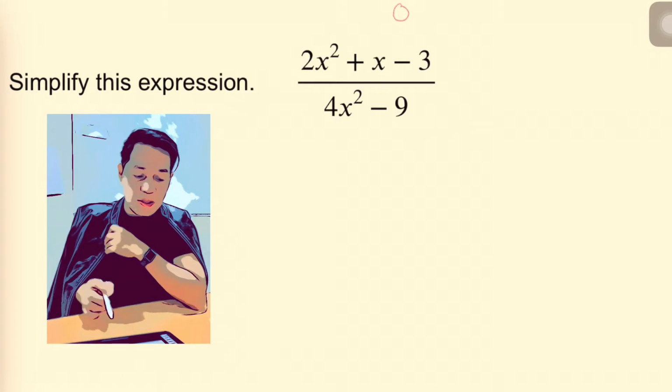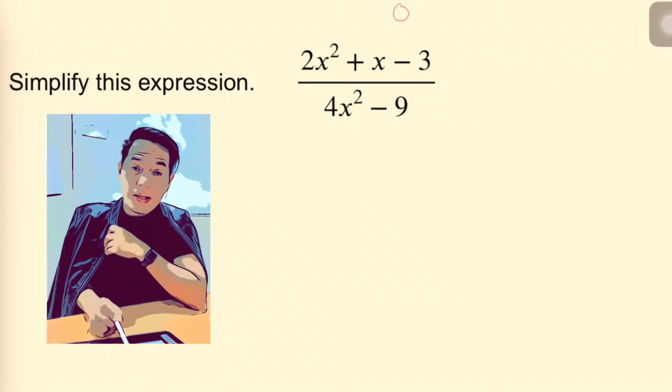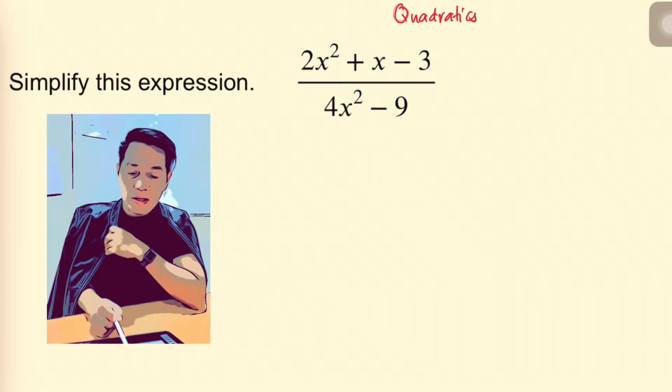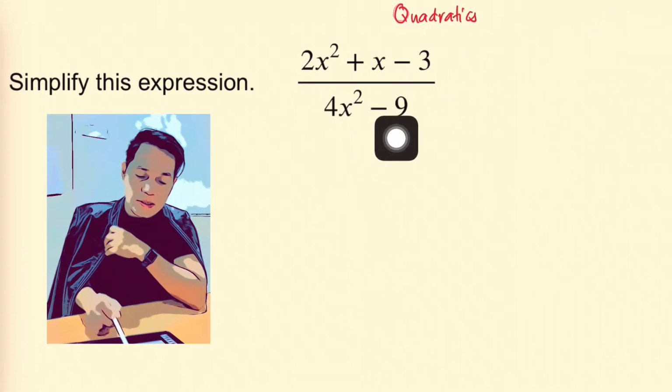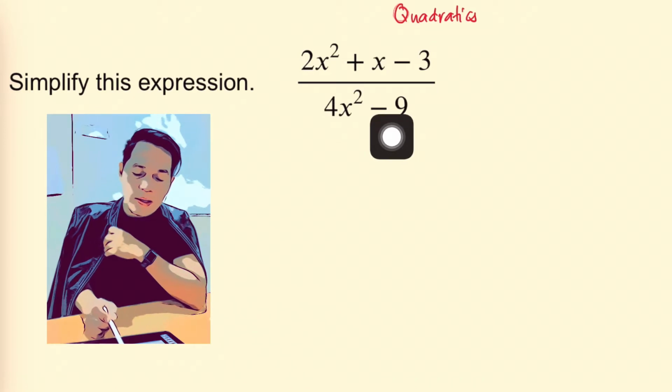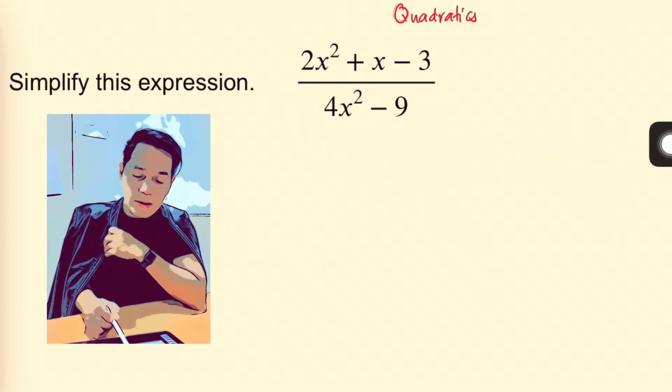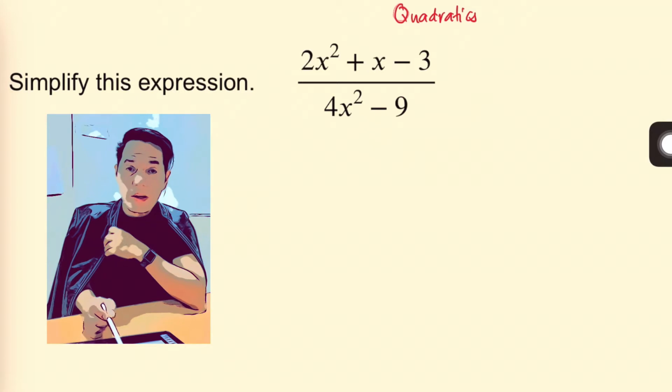Today I will be talking about how to simplify an algebraic expression involving quadratics. When we say quadratics, the highest exponent of the variable in the given expression is 2, or we also call it a second degree expression. Now look at this. This is 2x squared plus x minus 3, and then in the denominator we have 4x squared minus 9.